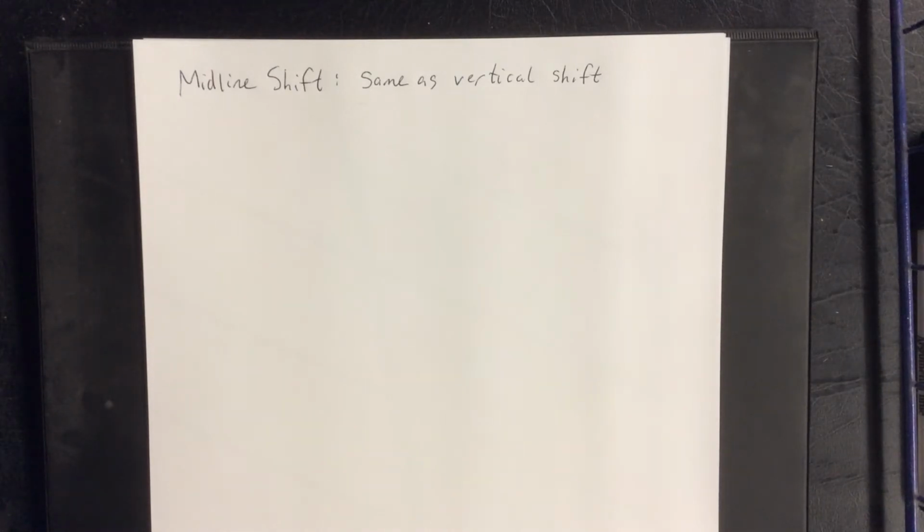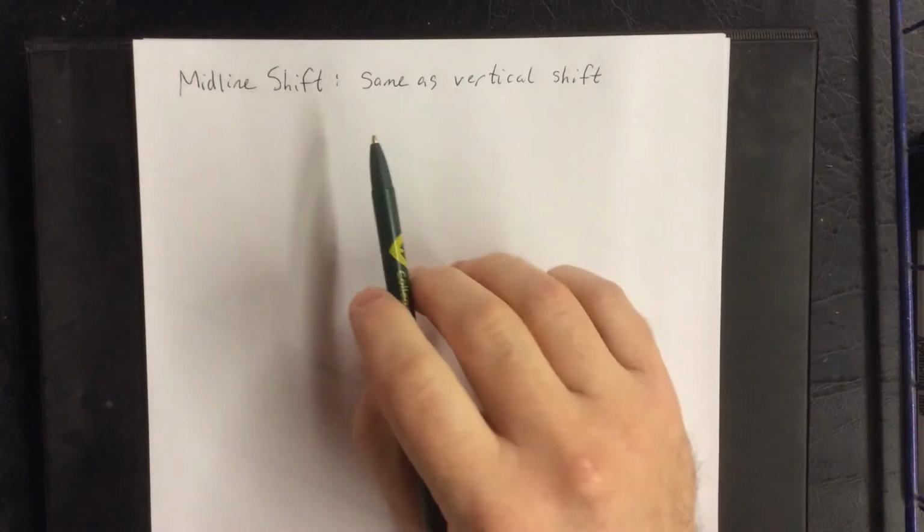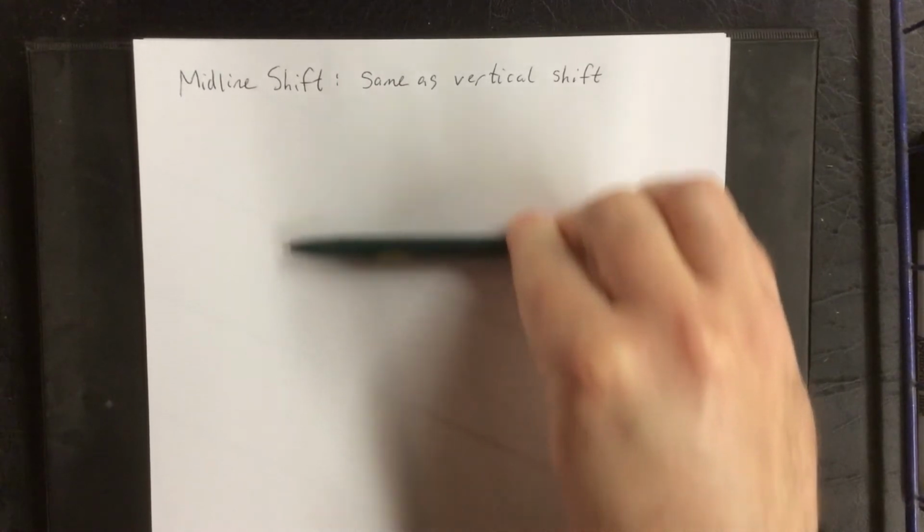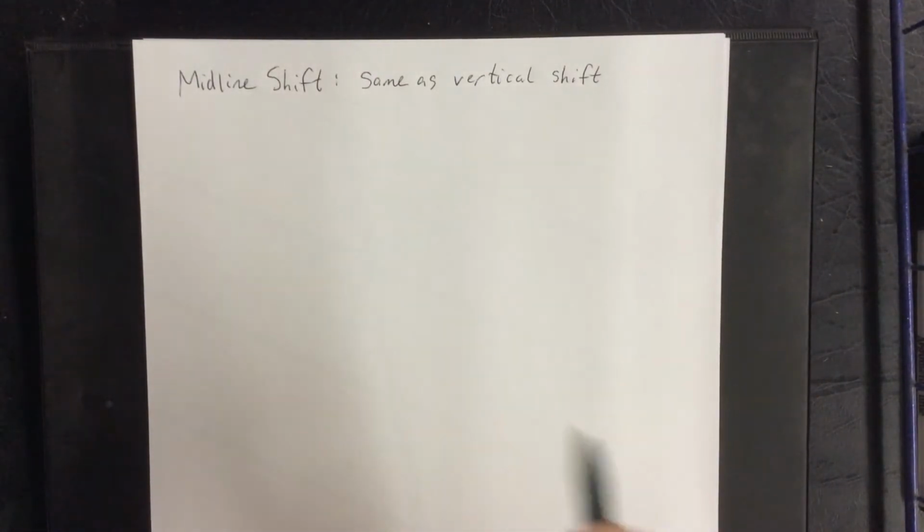So another kind of transformation that you can see associated with these sinusoidal curves would be a shift of the midline. We'll refer to it as a midline shift. Now, in terms of transformations, we'd be talking about the same sort of thing as a vertical shift. A vertical shift is the only thing that can move a horizontal line.